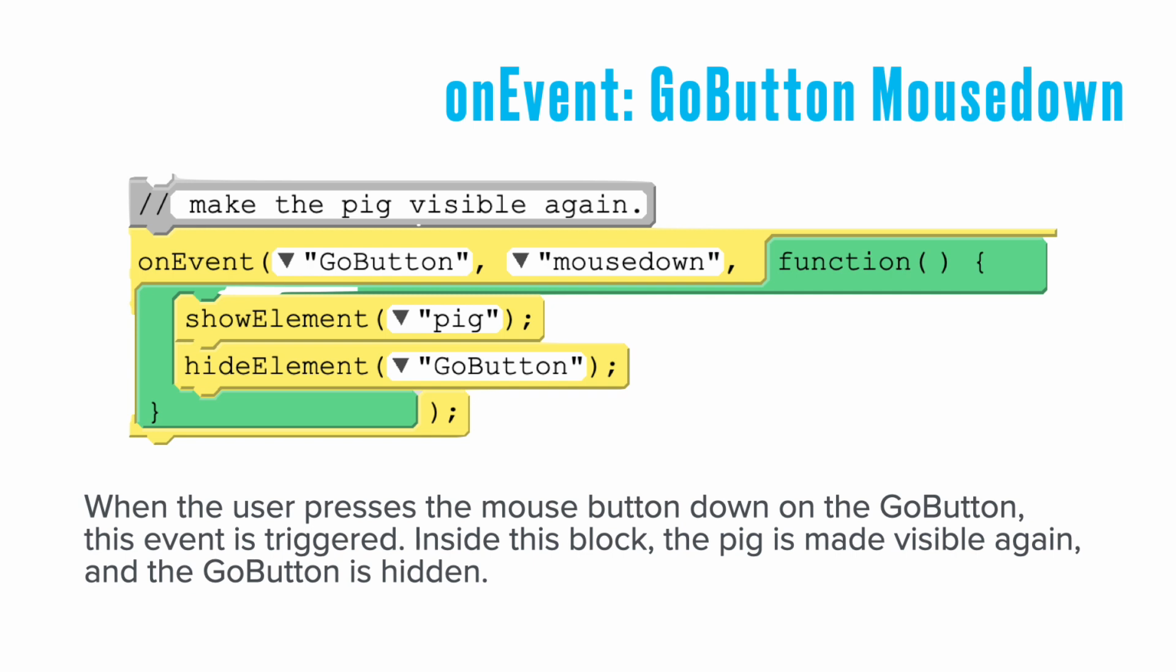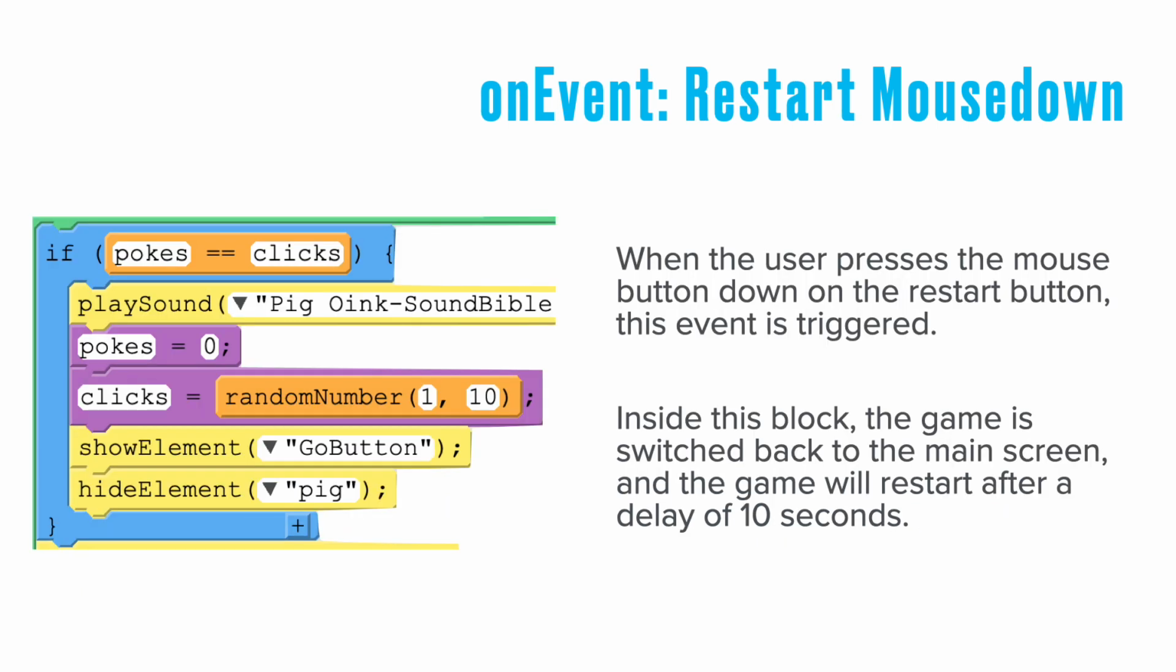When a player clicks the go button, the mouse down event is triggered. In this block of code, the pig reappears and the go button hides, allowing the player to continue poking the pig and accumulating points. Clicking the restart button triggers the mouse down event. This block of code switches the game back to the main screen and the game will restart. After a delay, the 10 seconds is restarted, allowing the players to have a fresh game and try to beat their previous score.